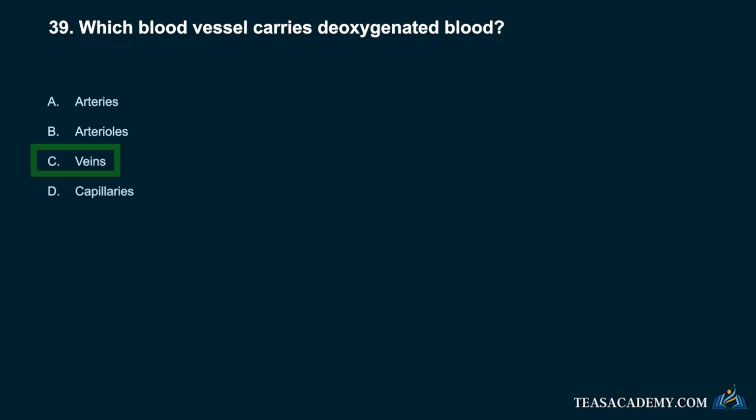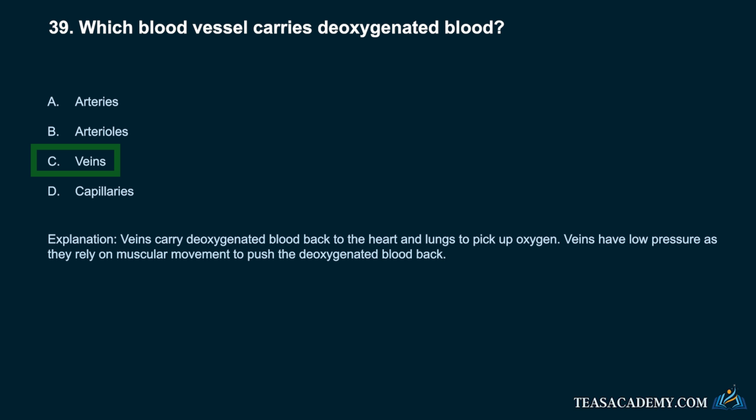Correct answer, C. Veins. Veins carry deoxygenated blood back to the heart and lungs to pick up oxygen. Veins have low pressure as they rely on muscular movement to push the deoxygenated blood back.